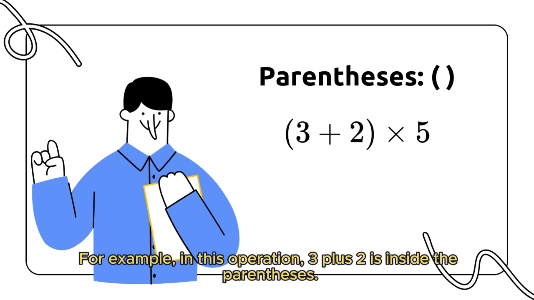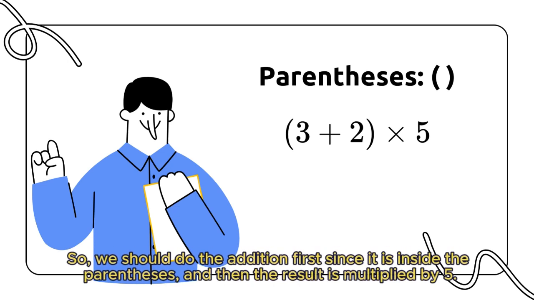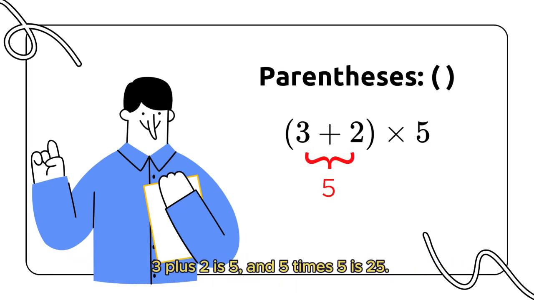For example, in this operation, 3 plus 2 is inside the parentheses. So we should do the addition first since it is inside the parentheses, and then the result is multiplied by 5. 3 plus 2 is 5, and 5 times 5 is 25.